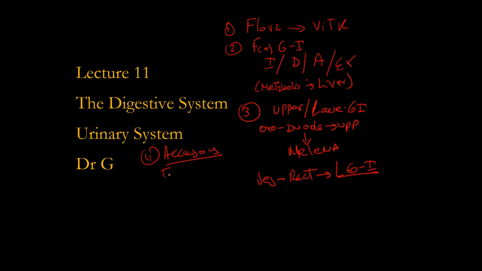Then you need to remember, please, your accessory organs, who are the tongue, the teeth, the salivary glands. And in the salivary glands, you have 3 pairs of glands. The largest is the parotid gland. The largest gland is the parotid gland.